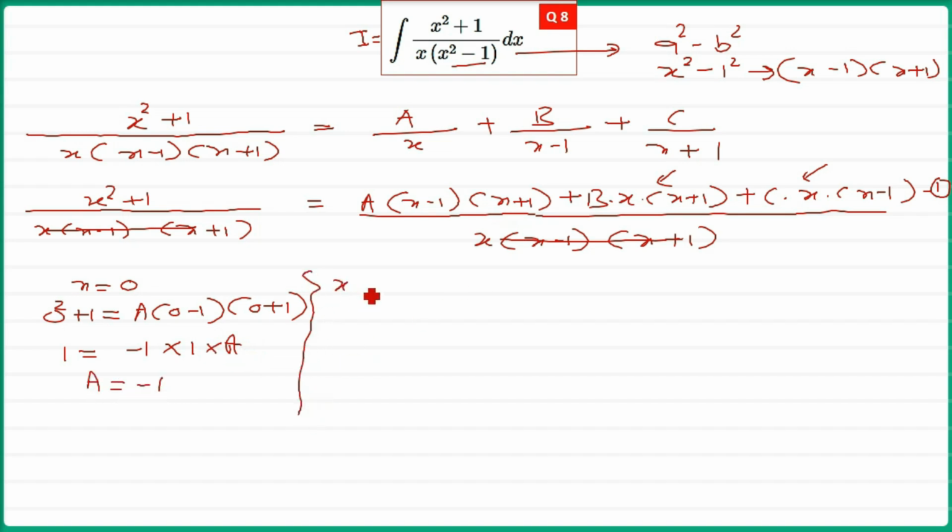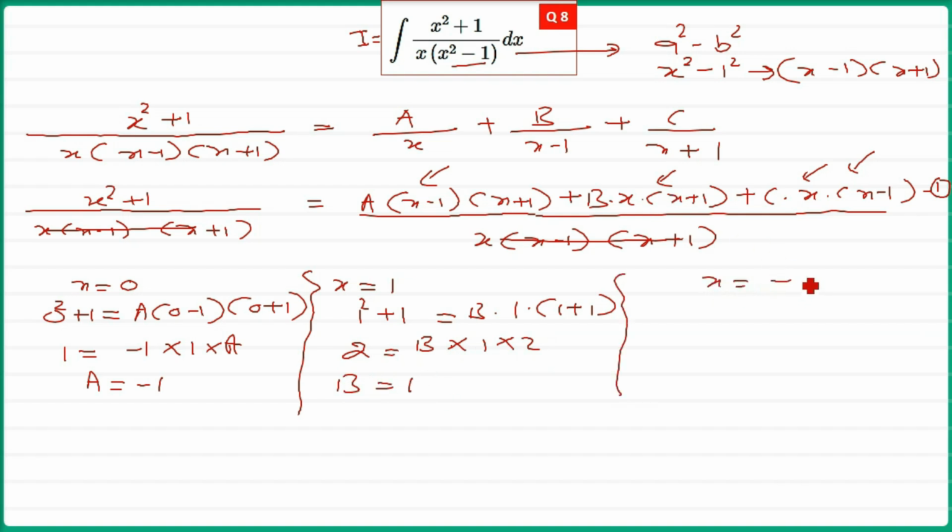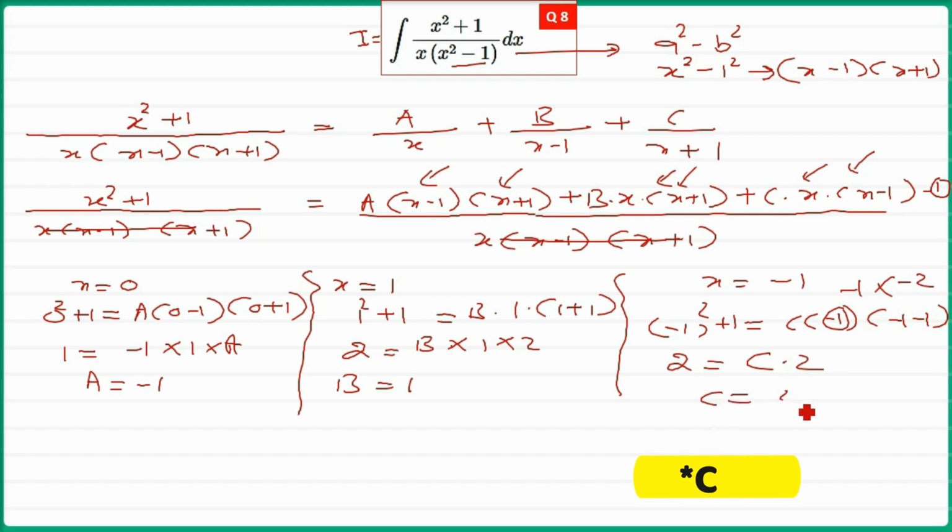The second thing is x will be replaced by x equals 1. So the first and the last terms will become 0, and B will remain. Putting x equals 1 on both sides, 1² + 1 equals B into 1 into (1 + 1). So 2 equals B into 1 into 2, so B became 1. The third thing is we will place x equals negative 1. So the first and second terms will become 0, and C will remain. Placing x equals −1 on both sides, (−1)² + 1 will be equal to C into −1 into −2. Minus minus becomes positive, so 2 equals 2C, so C will be equal to 1.